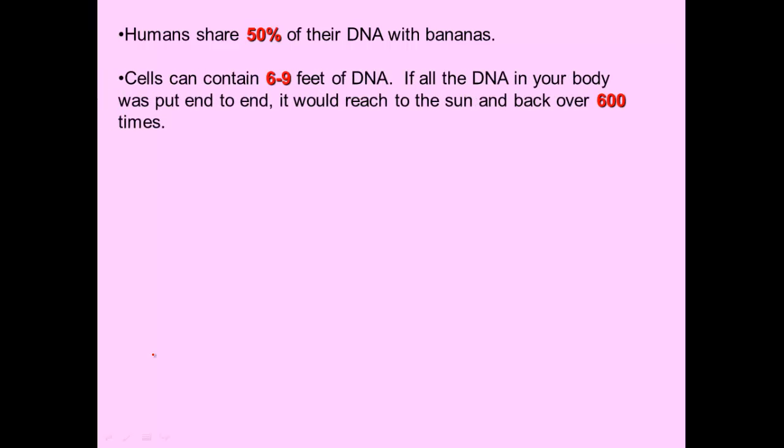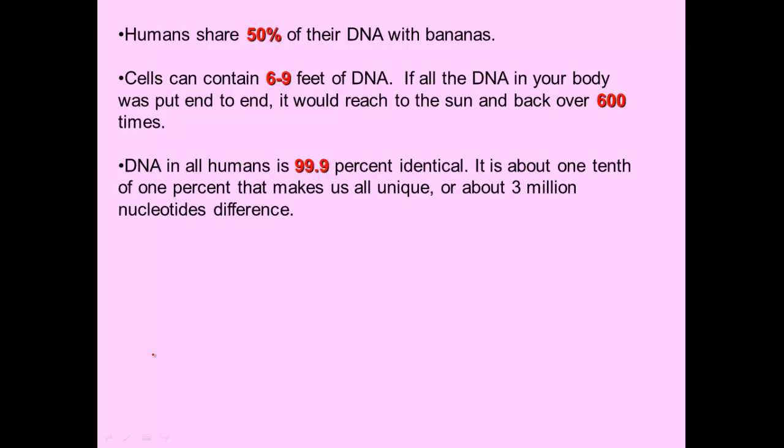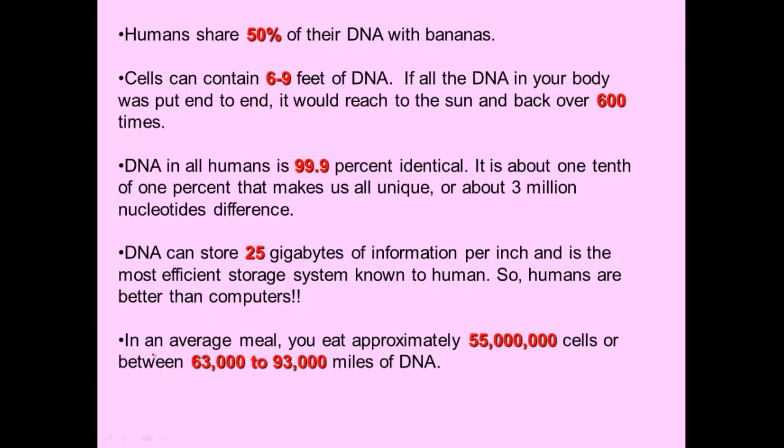First of all, it's really interesting to think that 50% of our DNA is exactly the same as the DNA in a banana. And if you took your DNA and stretched it out end to end, it would go to the sun and back 600 times. There's about 9 feet of DNA in every cell in your body. And 99% of your DNA is identical to mine and identical to everyone else in the class. So there's only about 3 million nucleotides that are different between you and everyone else.